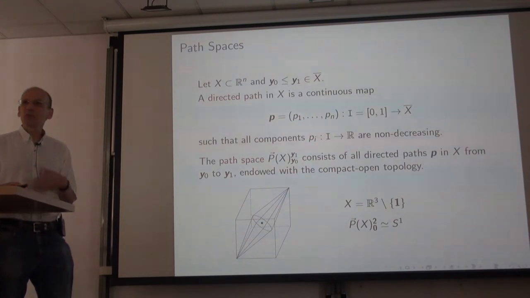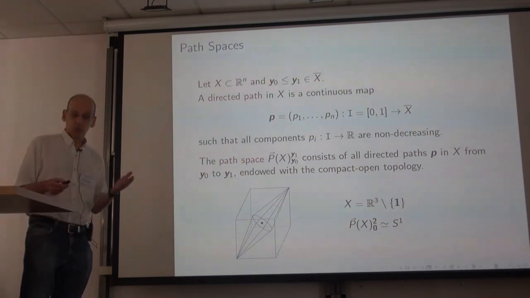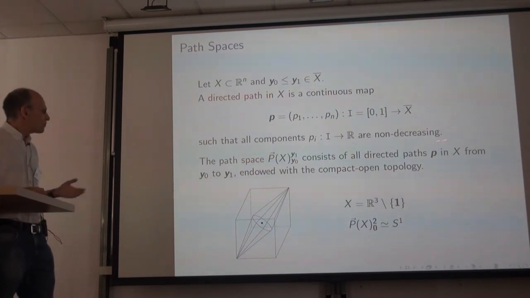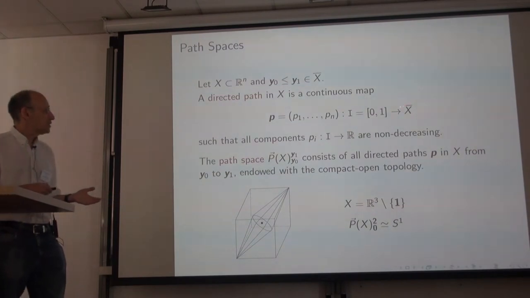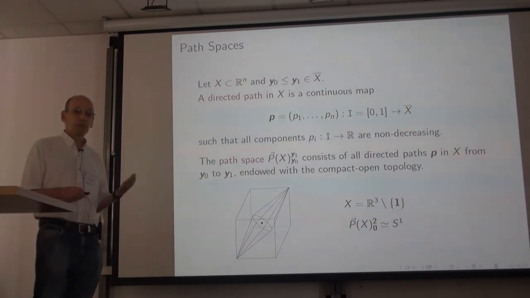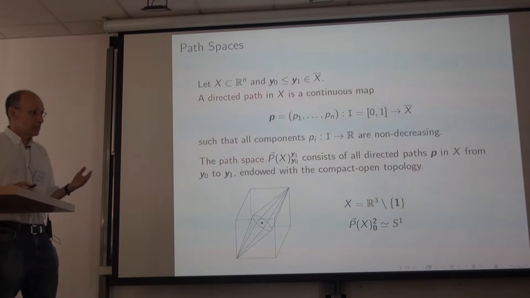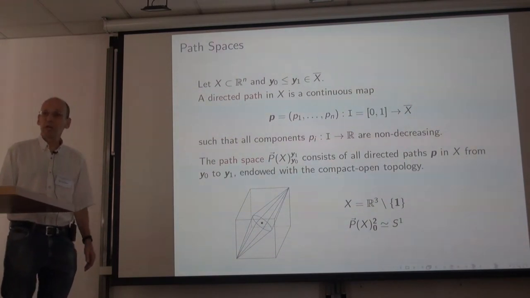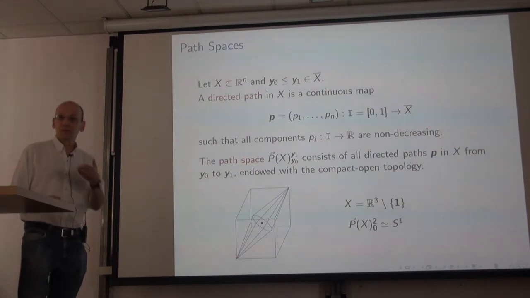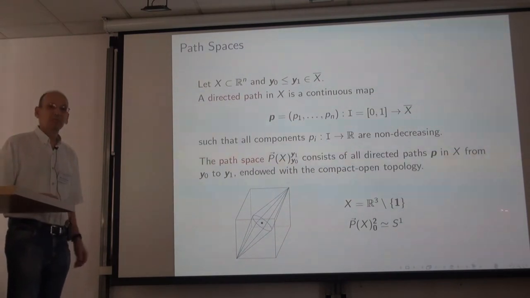And now the question is, what kind of topological space do we get? And it depends, of course, on X. It can be very complicated. Actually, it can be anything. At least the homotopy type can be realized. Any homotopy type can be realized. This is a result of Ziemiański.